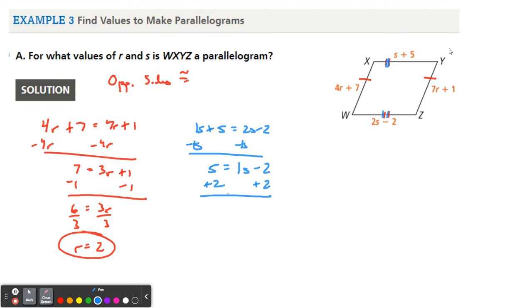Add 2 to both sides to get the constants. This is a 7. And again, you don't need the 1 in front of the S. So that's just what S is. S is 7. Done. Pretty basic solving equations.